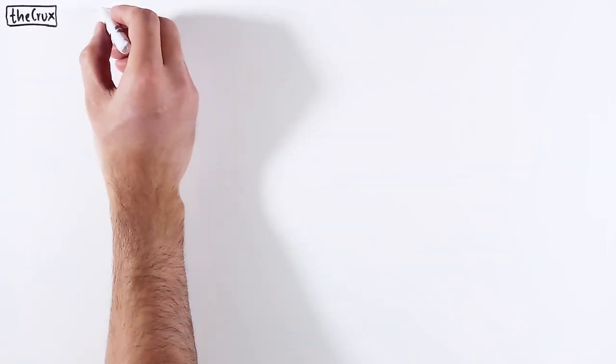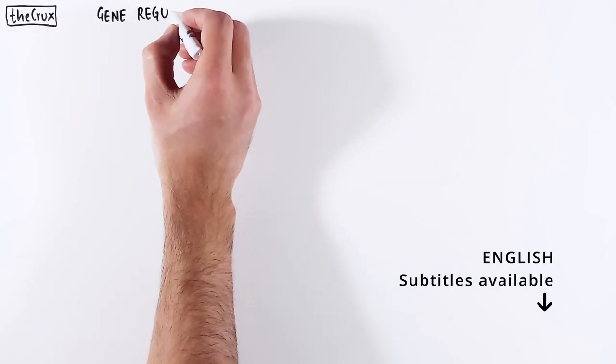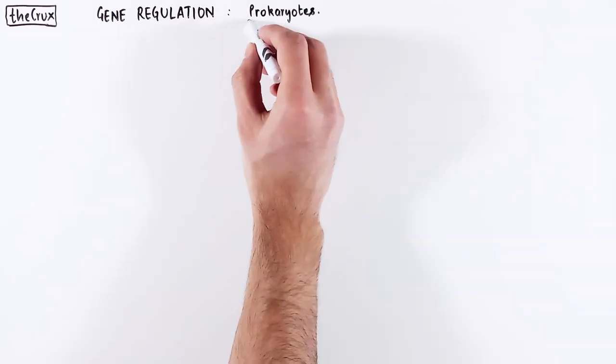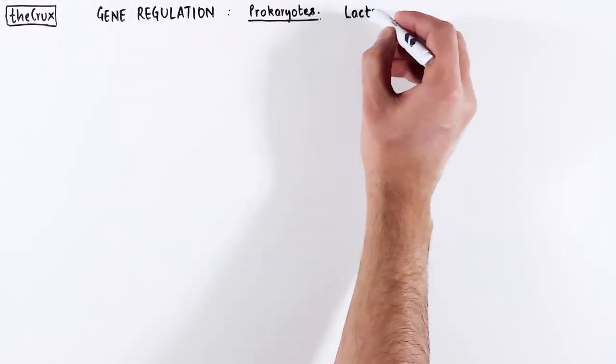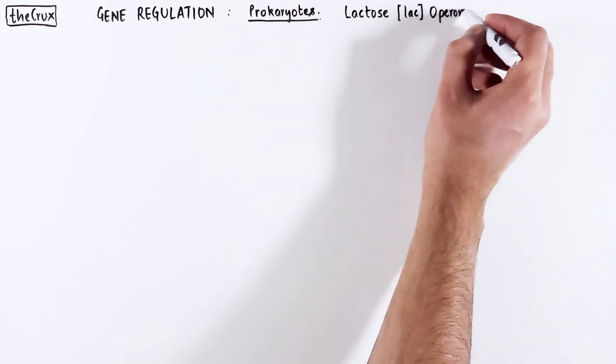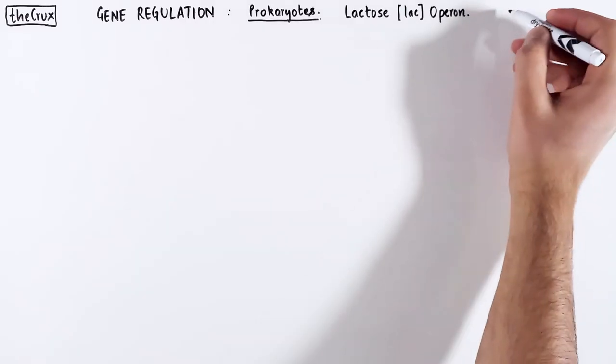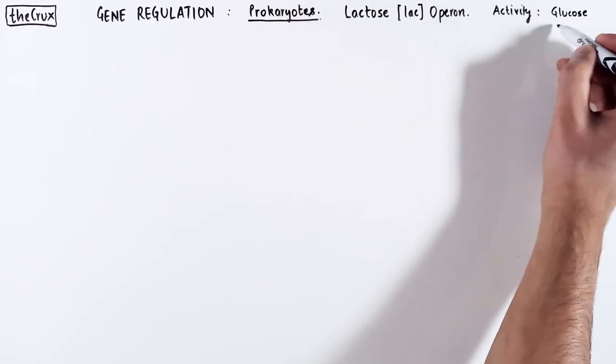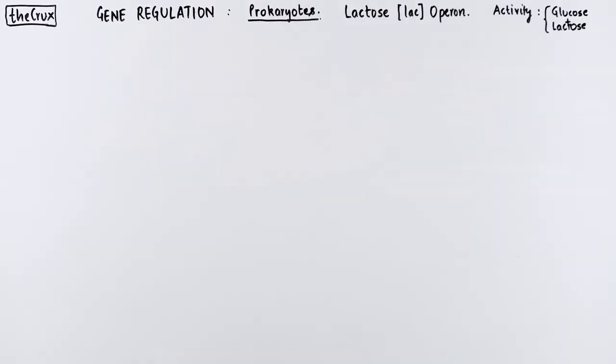In this video on gene expression regulation or transcription regulation, you will learn everything you need to know about Lac Operon, which is a regulatory system in bacteria. And we will discuss some simple and complex things on how the Lac Operon activity and expression is regulated in the presence of glucose and lactose or their combination.